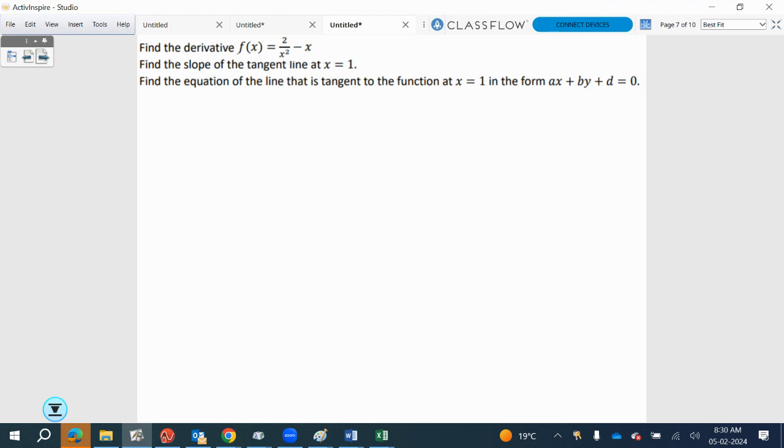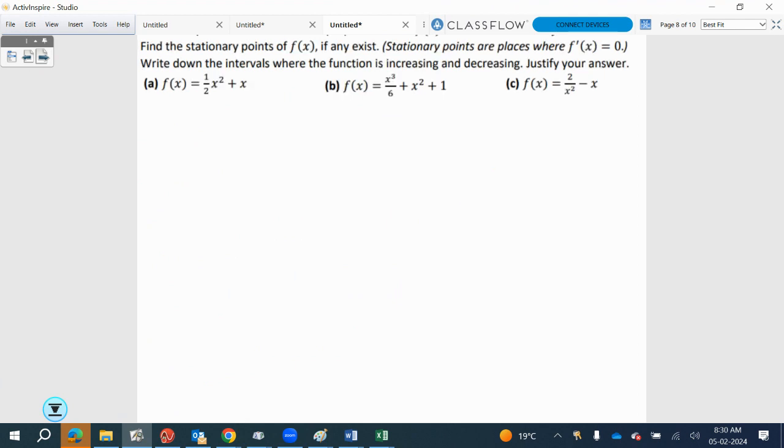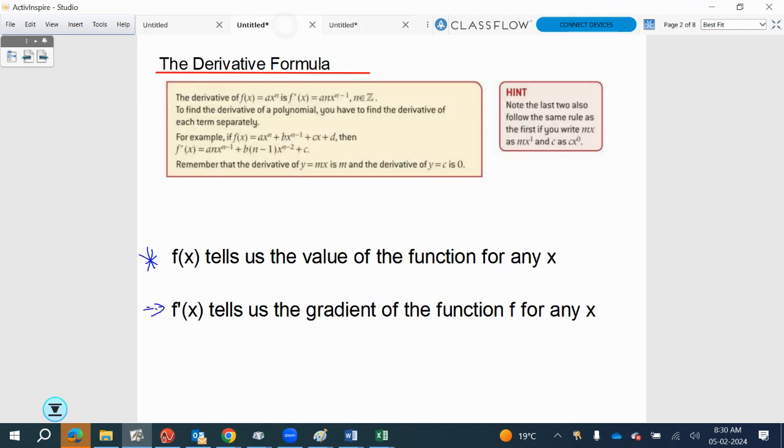Let's try a different type of problem. So this was revision from last year. Our revision for today. So we're doing the derivative formula in our calculus review. This is the derivative formula. Remember that the function f of x tells us the value of the function at any x, whereas the derivative tells us the gradient or slope of the function f for any x.